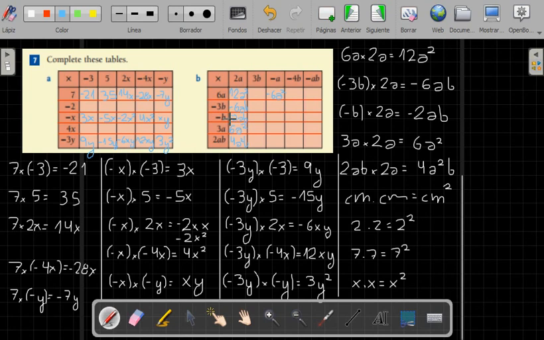Next, negative multiplied by negative is going to be positive. There is only one number, the 3, and b times a is ab.